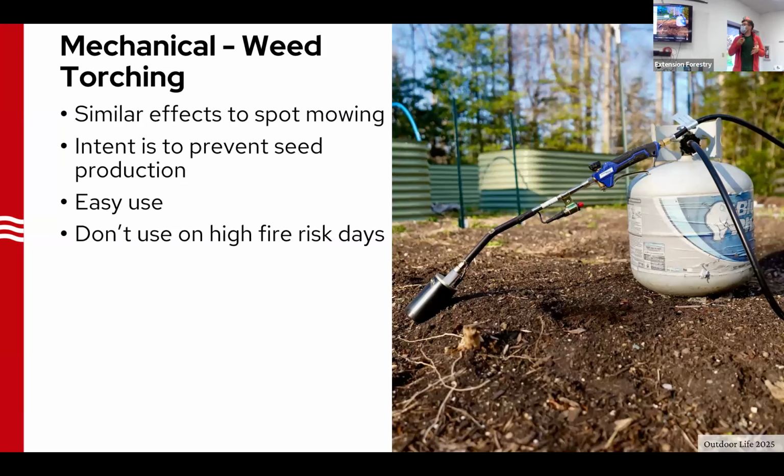Weed torching can have a similar effect to spot mowing. The intent here is to prevent seed production for some of those forbs. Don't use this on high-risk fire days. I have used this some in my management of invasive plants, but not a lot.